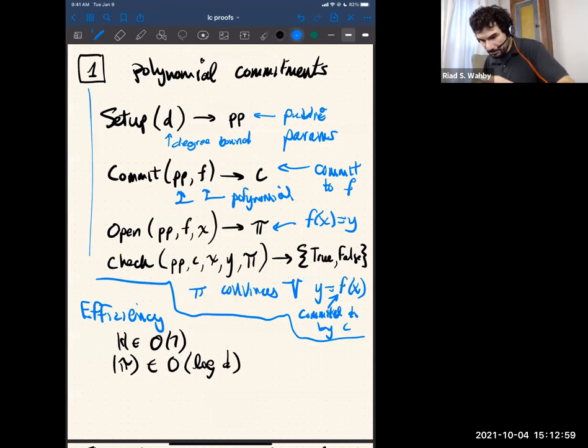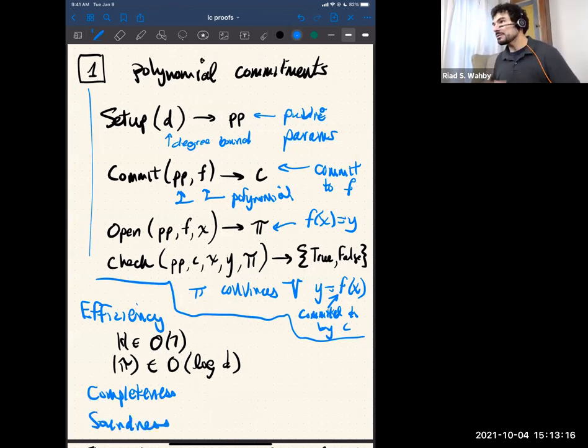We also want completeness, which is the standard definition. If y indeed equals f of x, then an honest prover can convince a verifier that y equals f of x. And we want soundness, which means if y is not equal to f of x, then no dishonest prover can convince a verifier that it does. It's infeasible to produce a proof for an incorrect statement that y equals f of x. So these are the three properties that we need. We're going to use polynomial commitments later on as a building block.